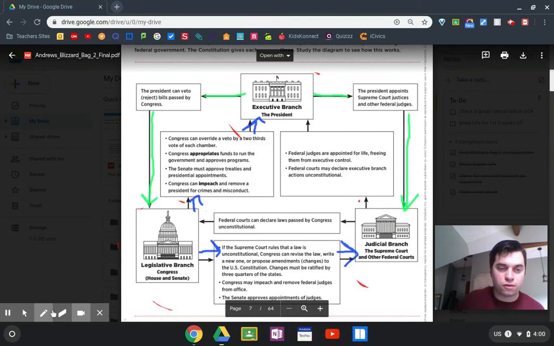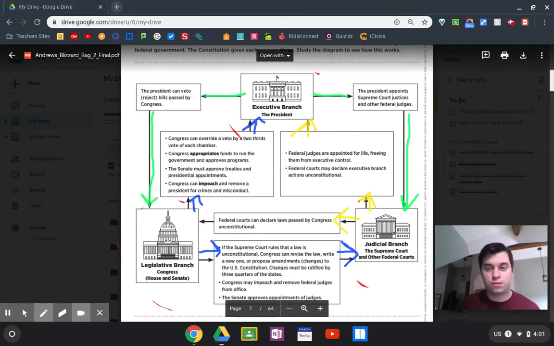And of course, that means the judicial branch will make this one yellow. How about the judicial branch has checks on Congress, pointing left. They also have a check on the executive branch or the president. So that is key here.